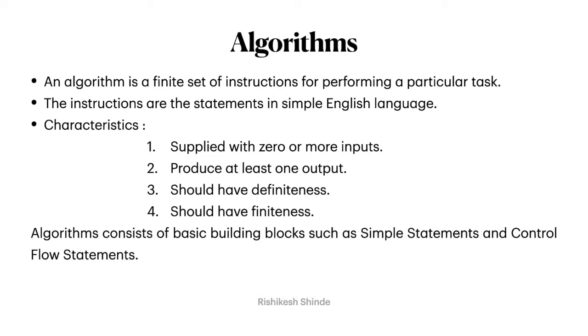Algorithm is basically a sequence of instructions written in simple English language, and the algorithm is broadly divided into two sections. The first one is heading section and the second one is body section. The algorithm consists of basic building blocks such as simple statements, and second one is control flow statements. So these two are the basic building blocks. Simple statements consist of assignment statements, input output statements and comment statements. Control flow statements will be like if and then condition statements and looping statements, which will control the flow of the algorithm.